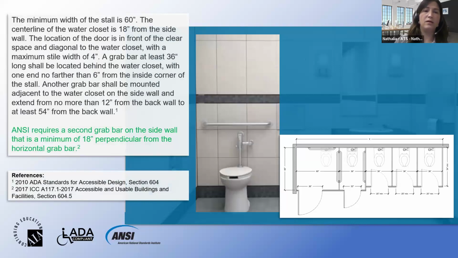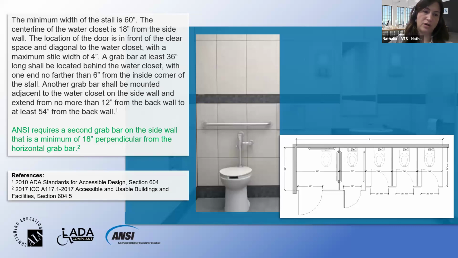The minimum width of the stall is 60 inches. The center line of the water closet should be 18 inches from the side wall. And a grab bar always should be installed, a horizontal grab bar at least 36 inches long, should be located behind the water closet, and the ending not less than 6 inches from the inside corner of the stall.